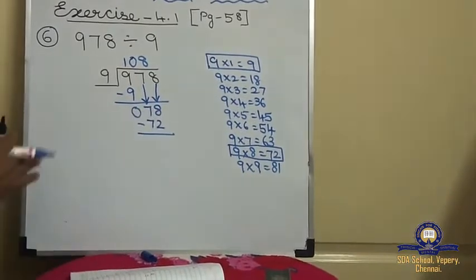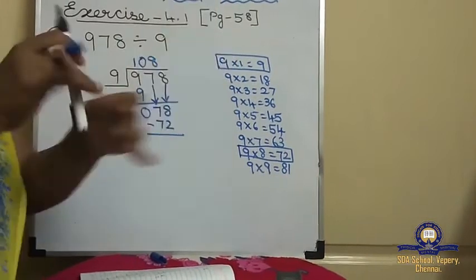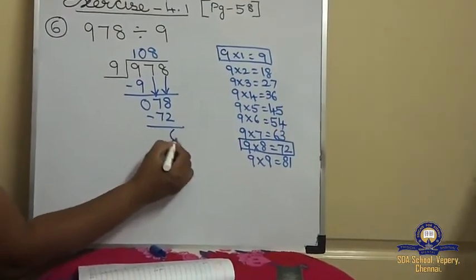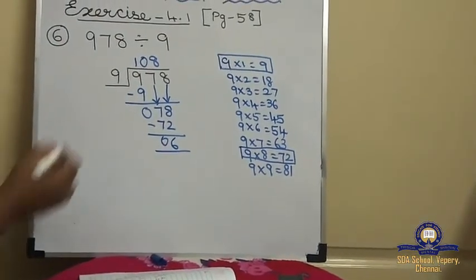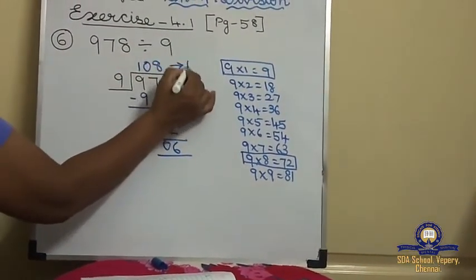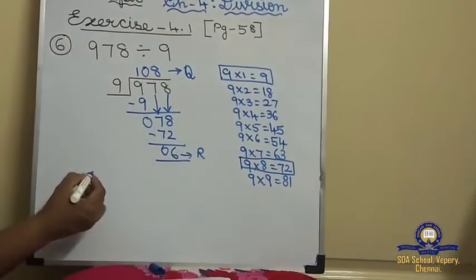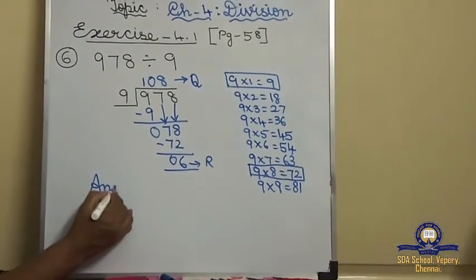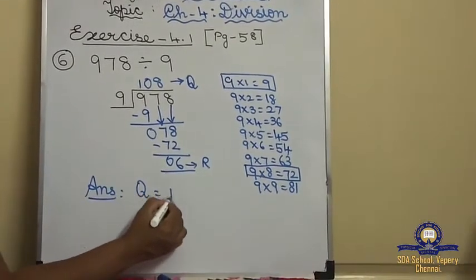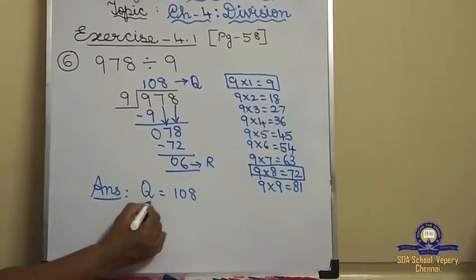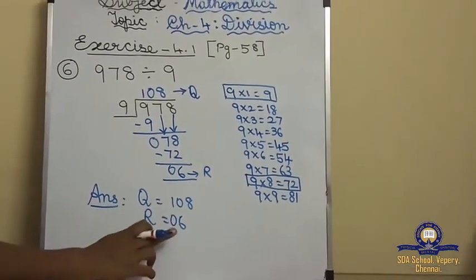So what will come? After 2 you count up to 8: 3, 4, 5, 6, 7, 8. So what's the answer? 6. 7 minus 7? 0. So what's the quotient, children? 108 is the quotient, and the remainder is 6. So we have to write the answer. Quotient 108 and remainder is 6. You can write 06 or you can write only 6.